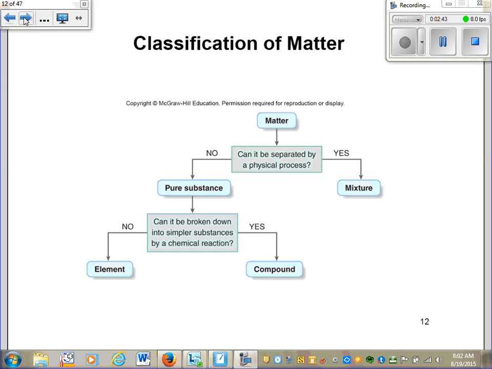If we can't separate it by a physical process, we have a pure substance. Can we perform some chemical operation on it and break it down even further? Then we have a compound. If we can't break it down further using a chemical process, we have an element. That's kind of a flow chart on what's going on.